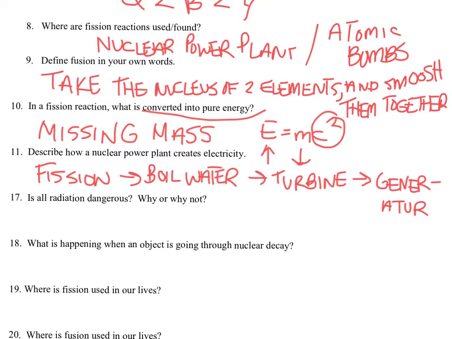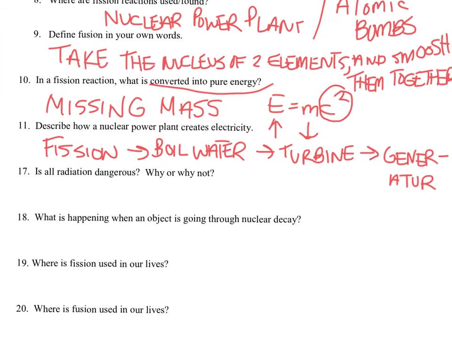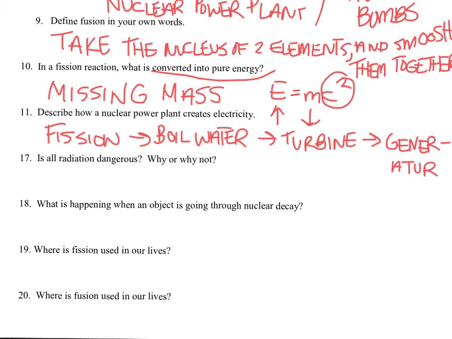All right? How about for our next question? Let's see, what question number are we on? Number 17. Is all radiation dangerous? My friends, we should know that by now. No, not all radiation is dangerous. Why or why not? Listen up, I'm not going to write it, but you can write it your own way. It's because all types of radiation have different levels of energy. They have different types of penetrating power.